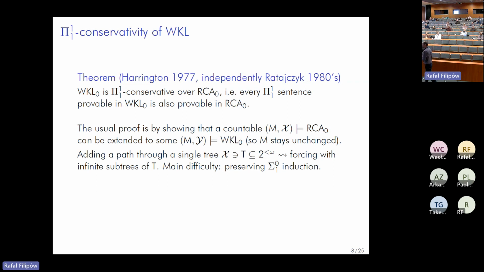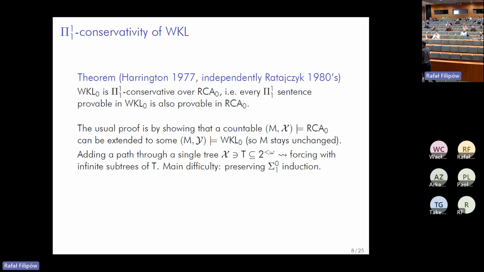This is the original argument. You can do it in a number of ways, but the original argument is a forcing argument where you add paths one by one. And if you're just adding a path to a single infinite binary tree, you use forcing where the conditions are infinite subtrees of that tree. Infinite subtrees that the ground model sees.